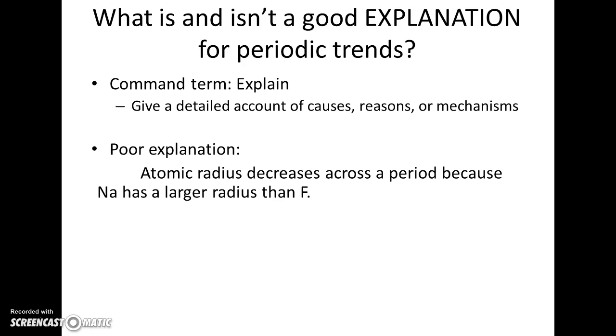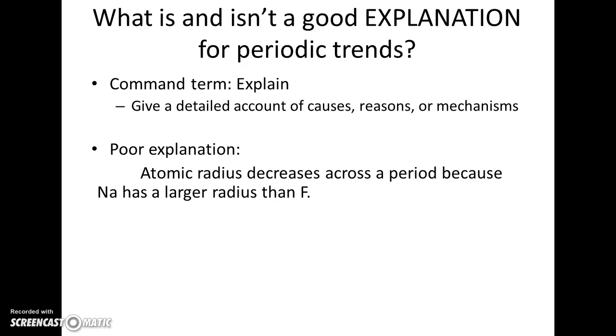Now, one common issue with periodic trends is explaining them. So we've just gone through all the explanations, but one command term that you'll see on IB tests is the term explain. And this means to give a detailed account of causes, reasons, or mechanisms. So sometimes you might be asked to explain why atomic radius decreases across a period. This is an actual explanation that I have seen before. Atomic radius decreases across a period because sodium has a larger radius than fluorine. Although it really would be, chlorine would be a better example here.